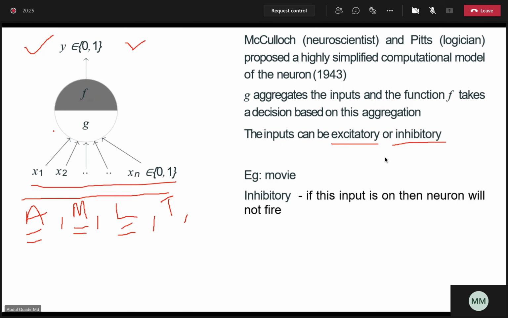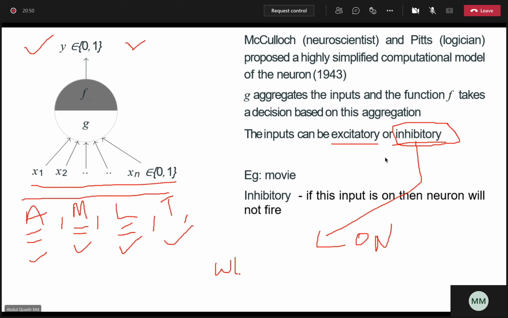But when I am talking about inhibitory inputs, whatever the input might be, let it be my favorite actor, my favorite music, my movie is released, my favorite director is there, and my thriller is also there. But if this inhibitory input is on, that is, I am not well, I am sick.